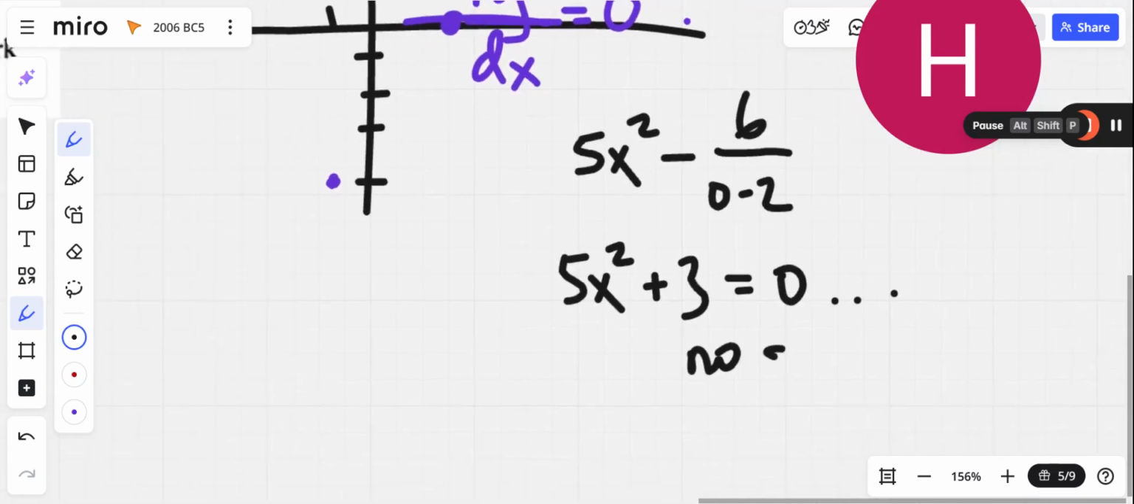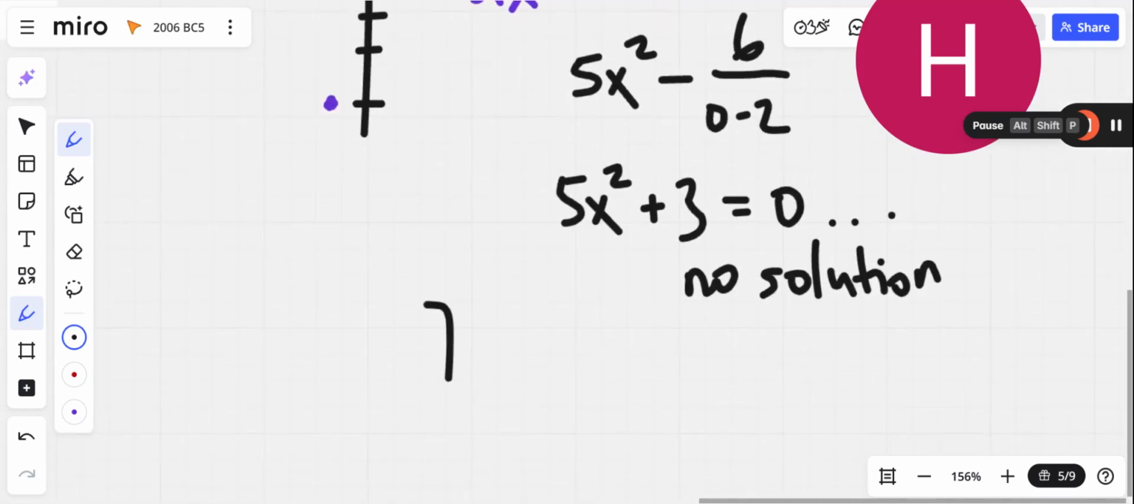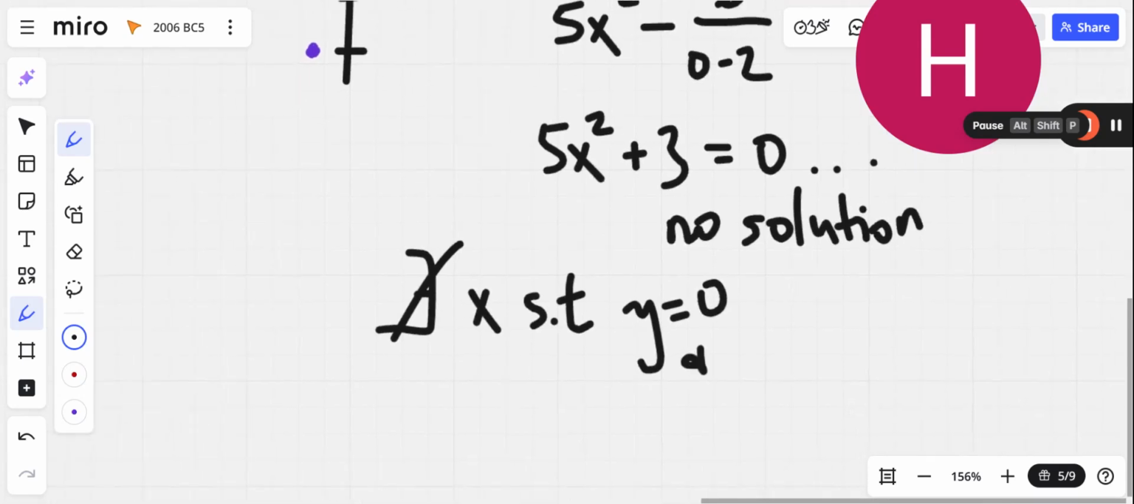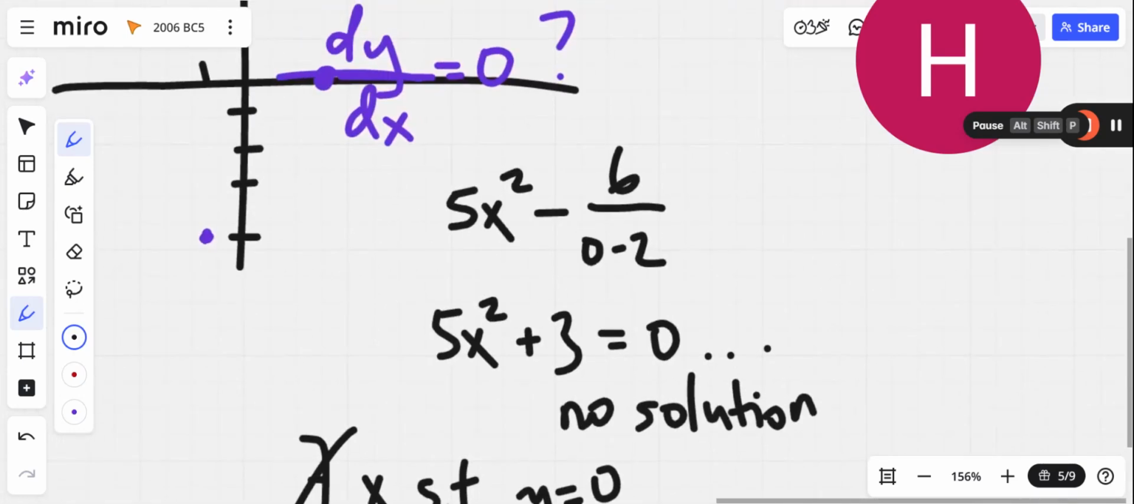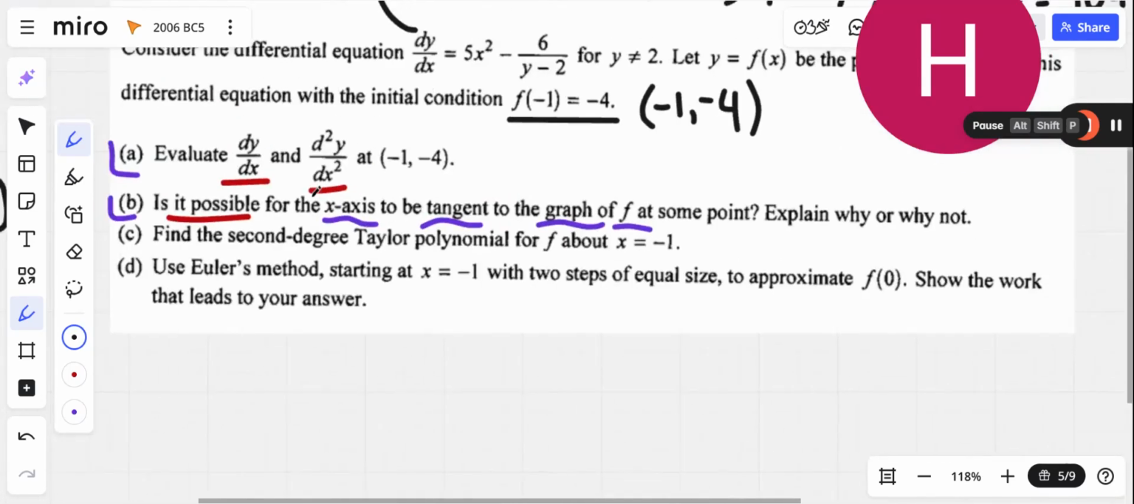This has no solution. And because it has no solution, that means there is no x value. Use some math language here. There does not exist an x such that y equals 0, which means it's at the x-axis, and dy dx equals 0. So I'm not saying that the derivative is never 0 or that the function never goes flat. I'm saying that it doesn't go flat at the x-axis, which is what it would mean for the x-axis to be tangent. So this means y equals 0, but also it means dy dx equals 0.